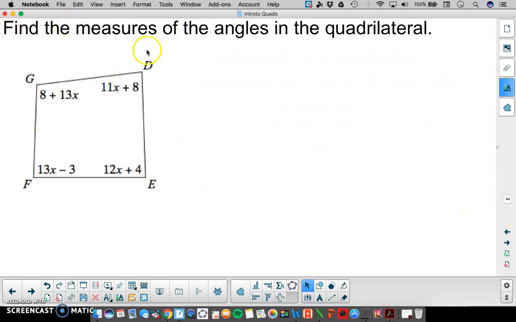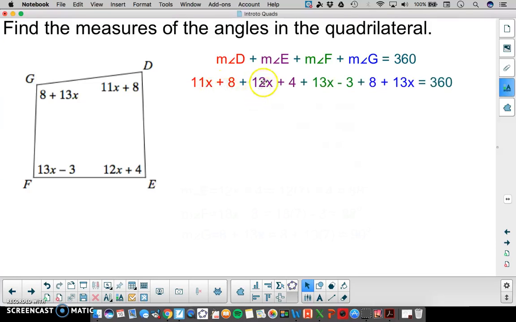Here we want to find the measures of the angles in the quadrilateral. Notice each one of the angles is represented by an expression. 11x plus 8 represents the measure of angle D. Well, we know the measures of all 4 angles have to add up to 360. So the measure of angle D plus the measure of angle E plus the measure of angle F plus the measure of angle G equals 360. Now I can substitute each of those expressions in for their angle measure.